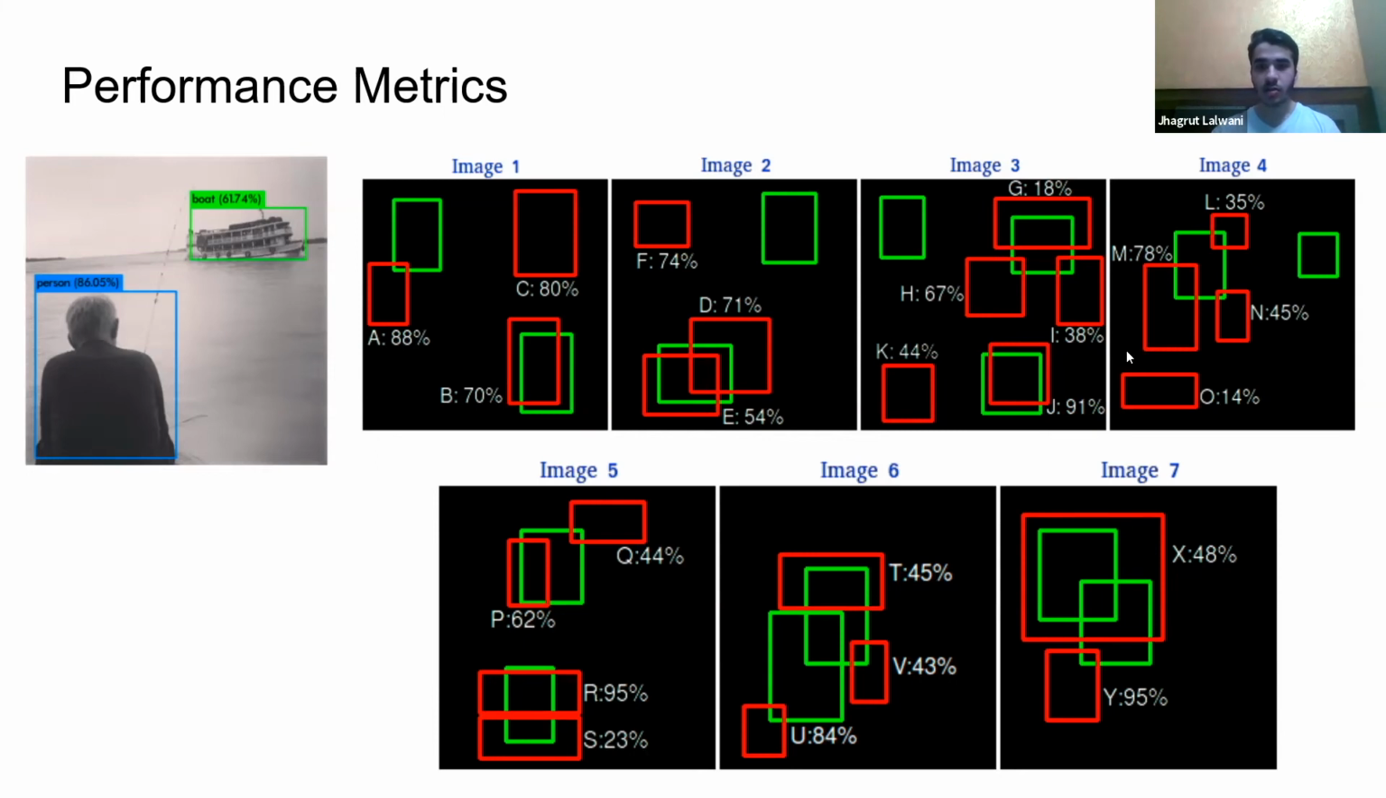So, right, you can move over to the next slide.